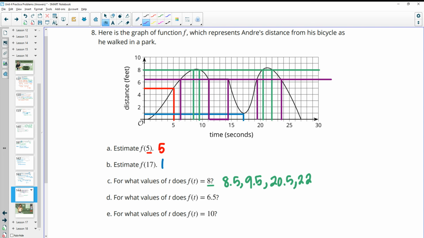So he is 6.5 feet away at like 6.5 seconds or 6-ish seconds. Then from 11 to like 14.5. So all the way from 11 to 14.5. So I'm just going to write when the time is between 11 and 14.5 seconds. So when 11 is less than or equal to t, which is less than or equal to 14.5. Then again here at 19.5. And then what's this one? 21, 22, 23.5.